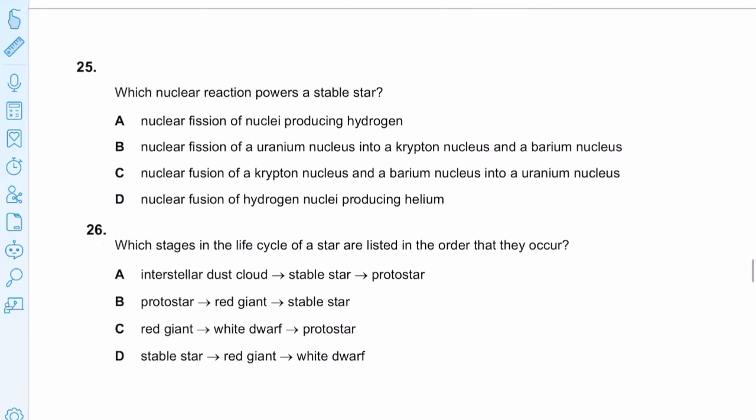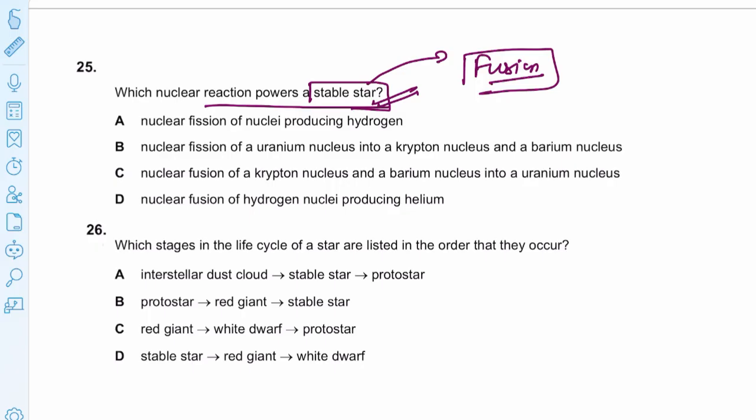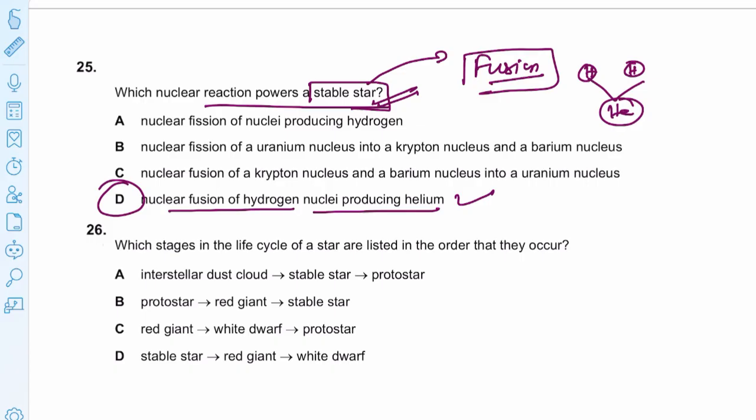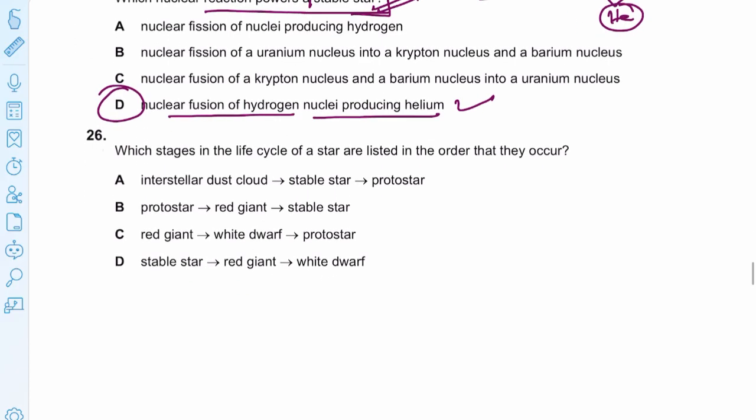Question number 25. Which nuclear reaction powers a stable star? Remember, the type of nuclear reaction that takes place in a star at very high temperature is nuclear fusion, right? And in nuclear fusion, what happens? Two hydrogen atoms fuse together to form helium. That is known as nuclear fusion, right? So which option is correct? I think option D: nuclear fusion of hydrogen nuclei produces helium. That is the answer.